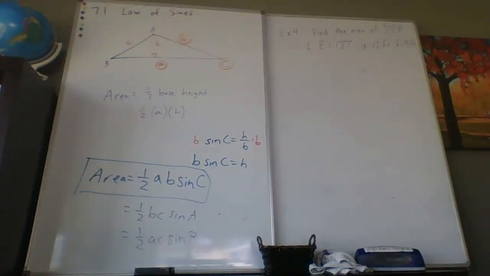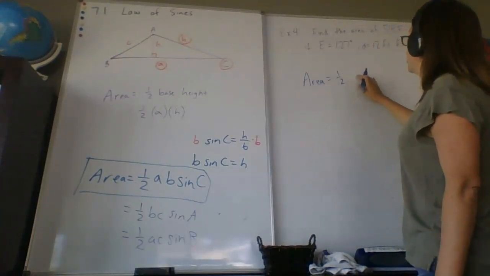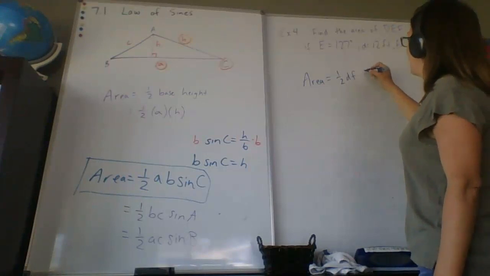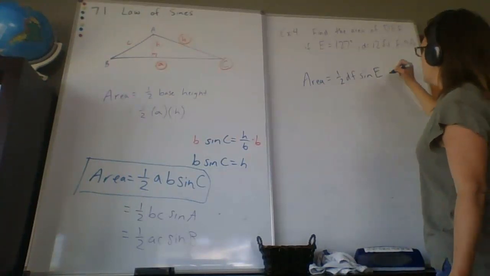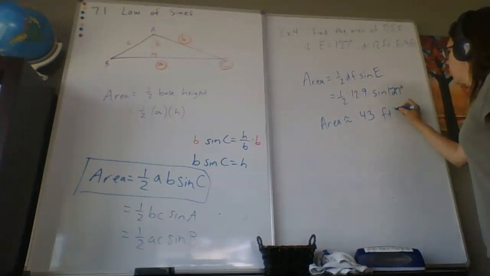Example 4, find the area of triangle DEF if angle E measures 127 degrees and the known sides are D equals 12 feet and F equals 9 feet. You could always draw a triangle for this or just go straight to the formula where we have the area equals 1/2 two sides. Since we're given D and F, we need the third letter, so that's going to be E. We plug that into our calculator to get approximately 43. And because it's area, we need feet squared.